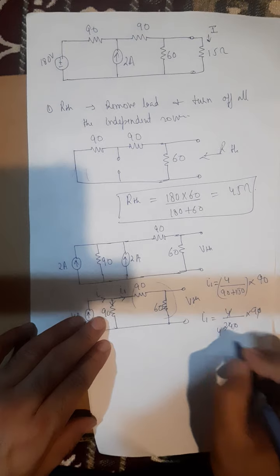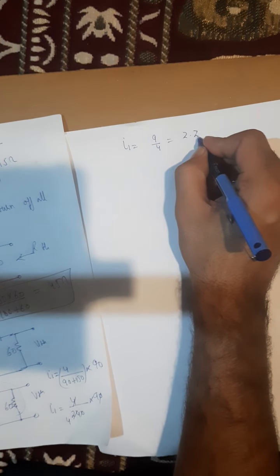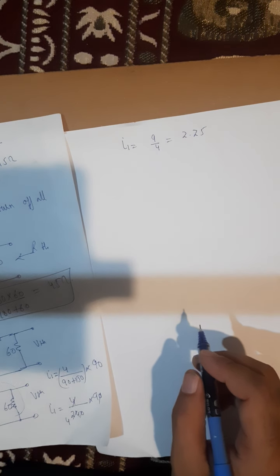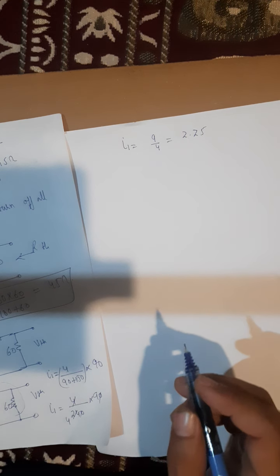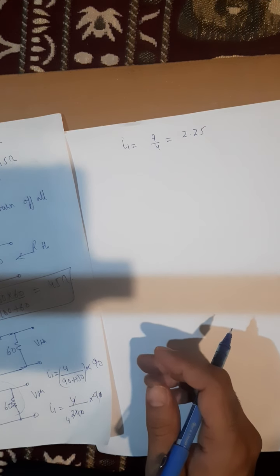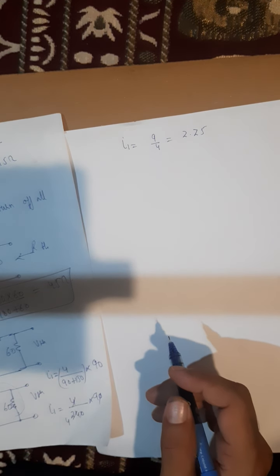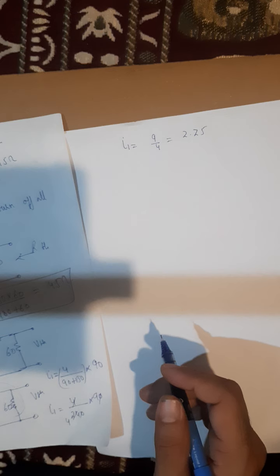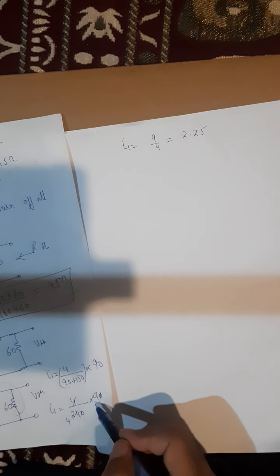6 4s are 24. So I1 will be 9 by 4, which is 2.25 amperes, I think. Have I committed any mistake? So it will be 9 divided by 4. 150 plus 90 is 240, multiplied by 90.